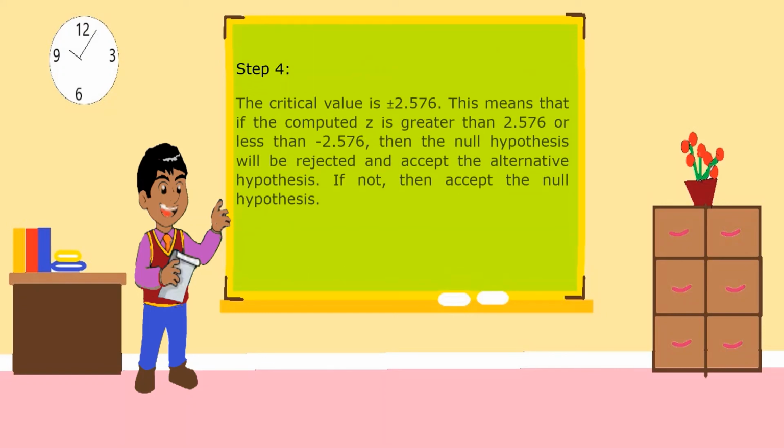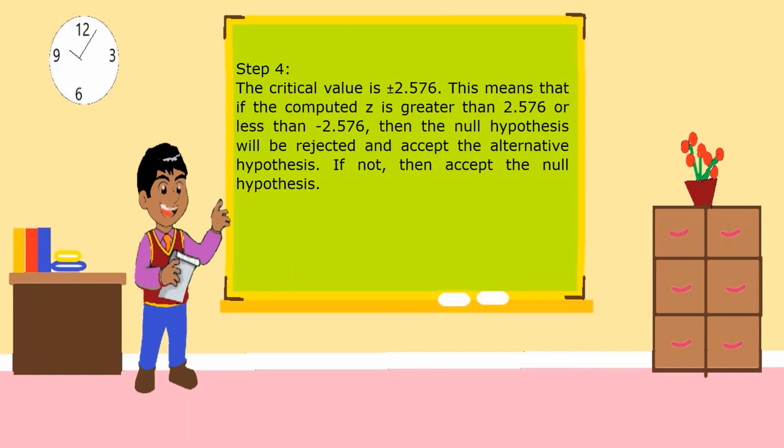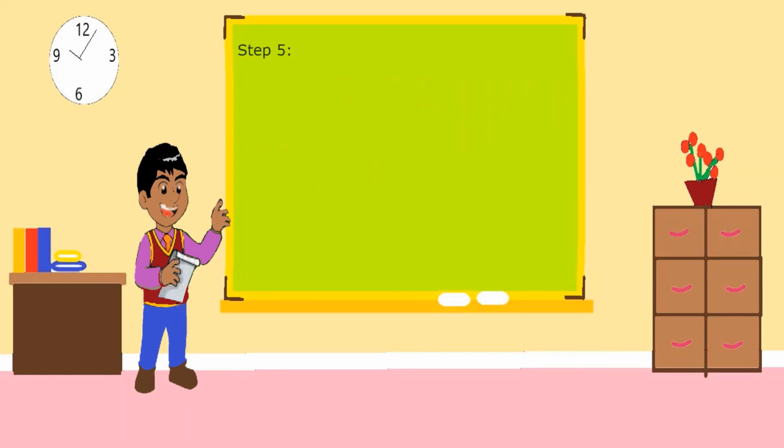Step 4. The critical value is positive and negative 2.576. This means that if the computed z is greater than 2.576 or less than negative 2.576, then the null hypothesis will be rejected and we accept the alternative hypothesis. If not, then accept the null hypothesis.